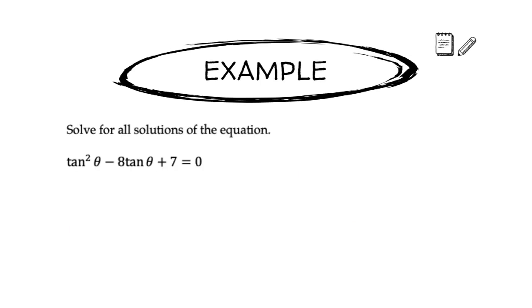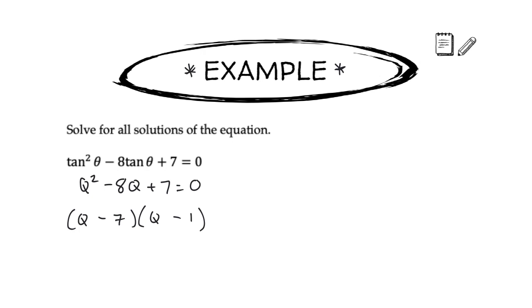Here's a similar example, except it uses tangent. And this one, you might need a calculator for a portion of it. I'll start by substituting q for tangent of theta. And then again, I will factor. I get (q minus 7)(q minus 1). So q is either equal to 7 or 1.